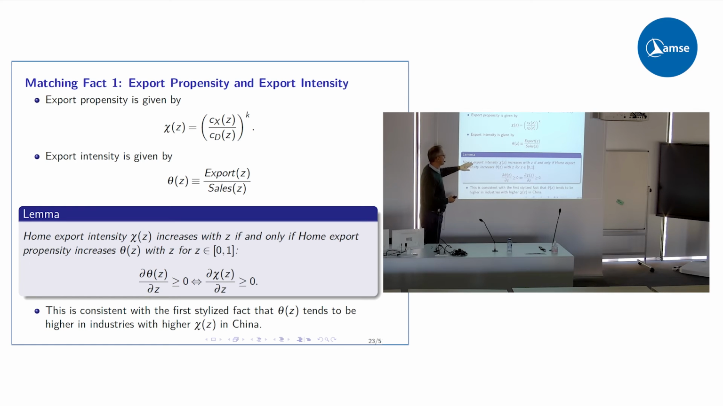So home export propensity, here it is chi, increases with Z if and only if home export intensity increases with Z. So, I mean, this is mixed up, but the message of this is that they go together.